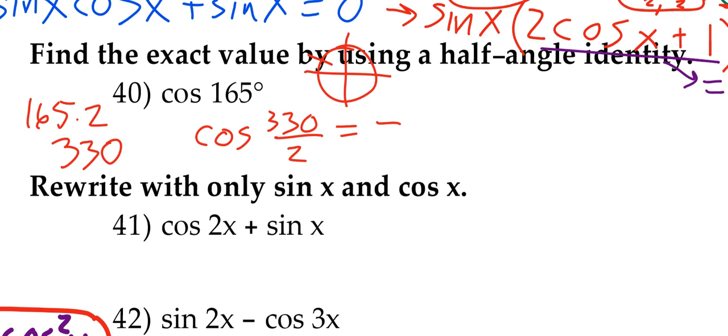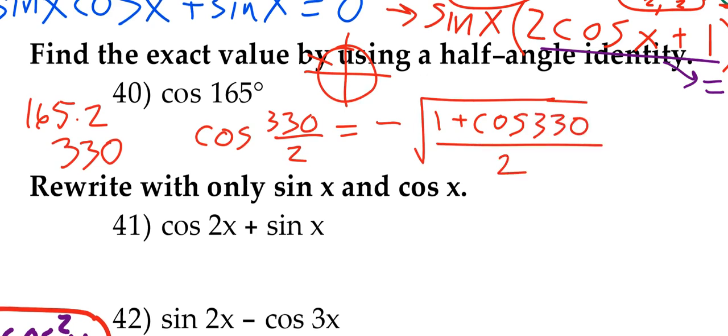And that's all based on where you think 165 is and whether you think the cosine or the sine is positive or negative. So I go to my formula sheet and I look for the half angle formula for cosine. And it would be the square root of 1 plus cosine 330, all over 2.